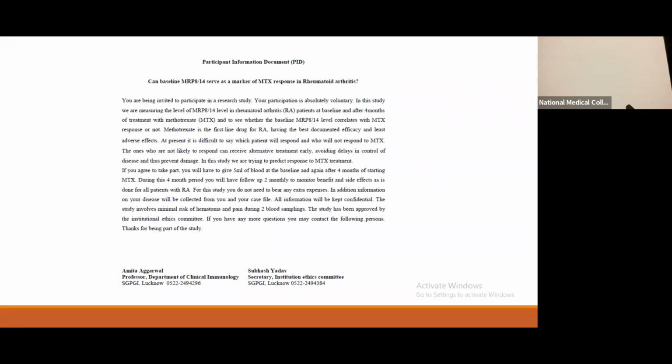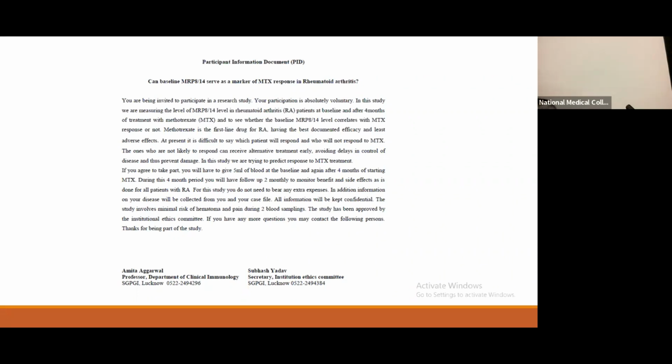This is one of my studies, patient information document, which says that you are being invited to participate in a research study. Your participation is absolutely voluntary. In this study, we are measuring levels of MRP 814, which is not correct. I should not have written that. I should have written that we are measuring some soluble marker in blood in rheumatoid arthritis patients at baseline and after 4 months of treatment with methotrexate. And we want to see whether these levels correlate with methotrexate response or not. So we explain the objective of the study.